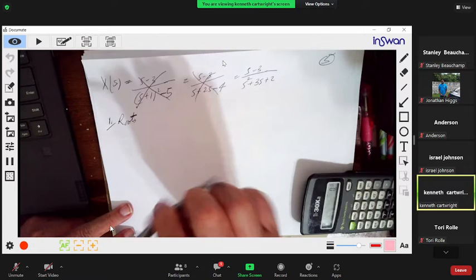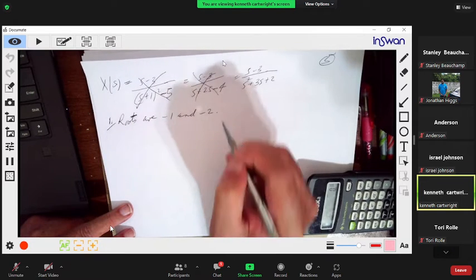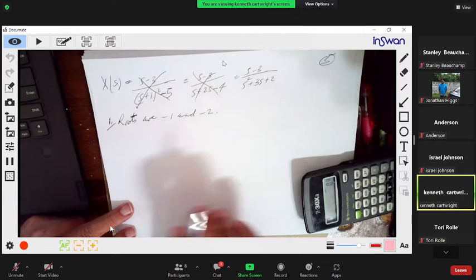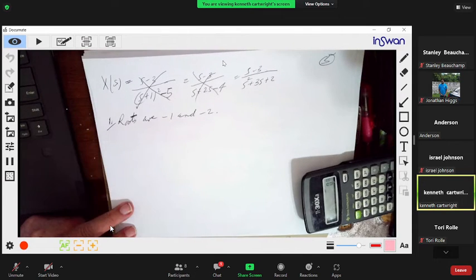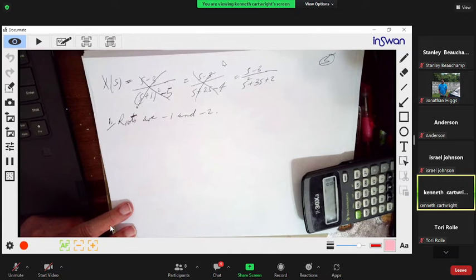So the roots are -1 and -2. Therefore, the formula I gave you does not apply. The formula I gave you only applies for complex roots. So if it doesn't apply, we're going to have to do something else, yes.